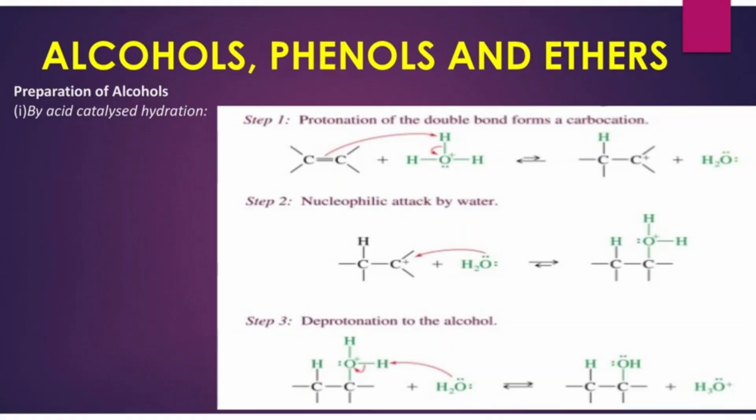Moving to the second chapter, alcohols, phenols and ethers. The first one is preparation techniques. The first one is from alkenes by acid catalyzed hydration. Its mechanism is very, very important. You can expect this question either for 2 marks or for 3 marks.